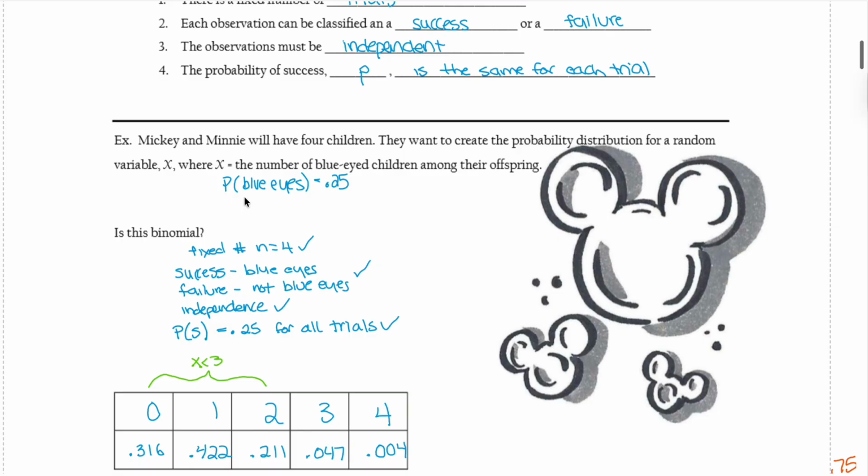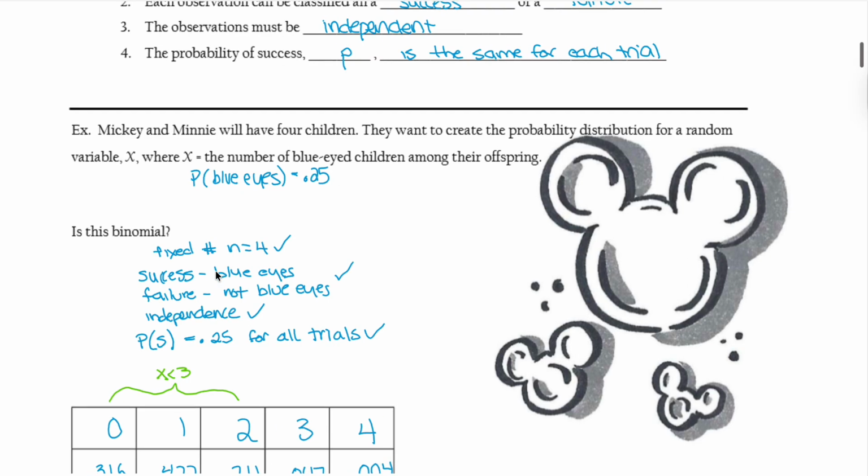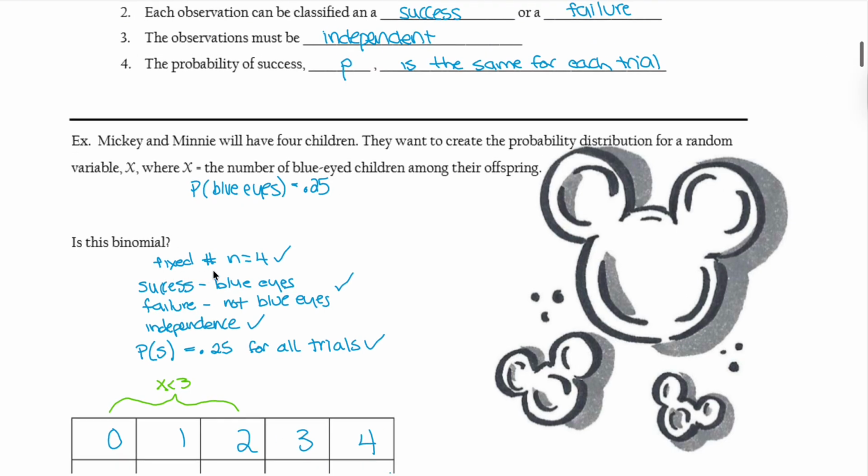The probability of blue eyes will be 0.25, because from a biological perspective, we know that the probability of getting blue eyes and non-blue eyes will be the same for each child. And since they have 4 children, it will be 0.25 for each. Right now, we're going to ask ourselves, is this binomial? First of all, is there a fixed number, n equal to 4? Well, it is. Success and failure: the success is blue eyes and failure is not blue eyes. So there's not a third option for us. So that's a check mark.